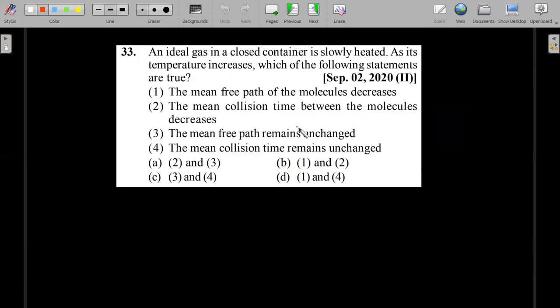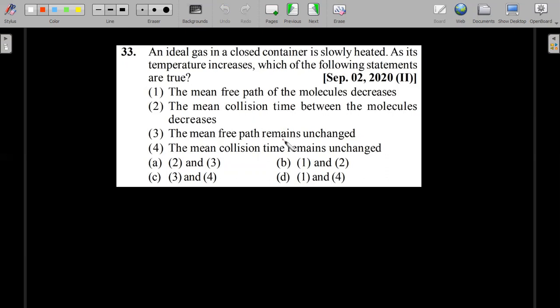Now that mean free path and all those collisions are done and dusted, let's move ahead with the September shift questions. An ideal gas in a closed container is slowly heated. As its temperature increases, which of the following statements are true? The mean free path of molecules decreases, the mean collision time between molecules increases, the mean free path remains unchanged, and the mean collision time remains unchanged. I hope you have understood the concept and these names. Give it a try. There is a small issue in the wording of the question.